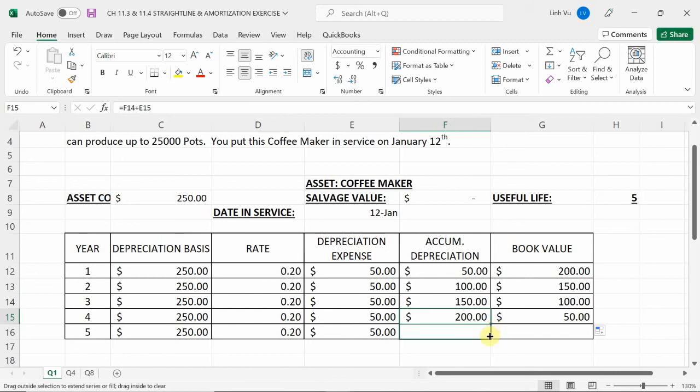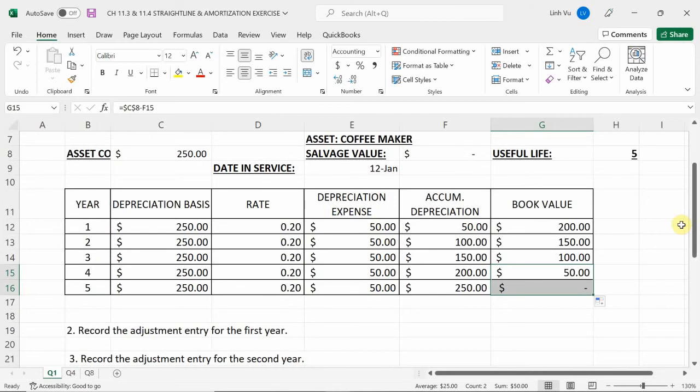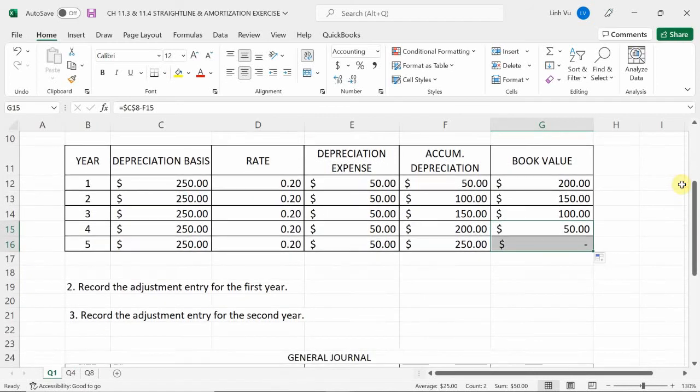So then, accumulated for the 5th year? What's 200 plus 50? 250. So then book value is going to be 250 minus 250 gives you 0. So in this case, this one's straightforward and pretty easy, okay?